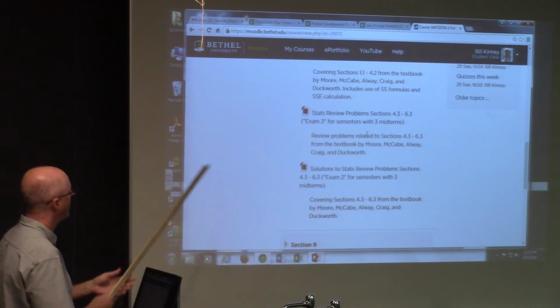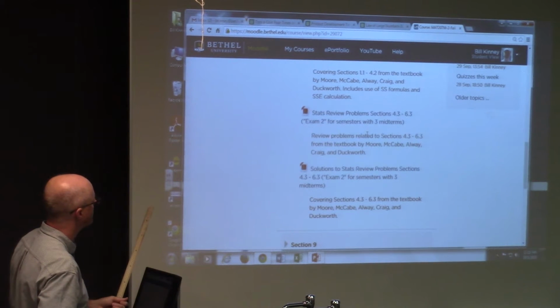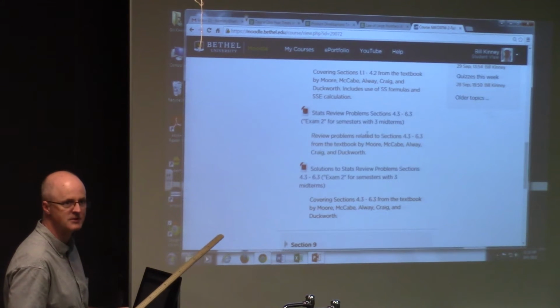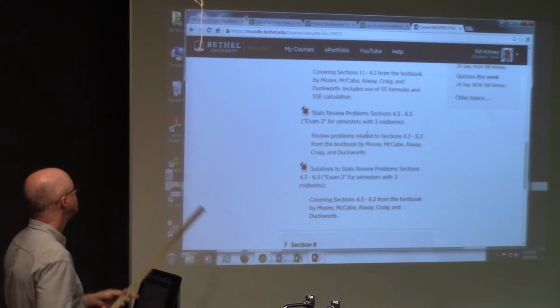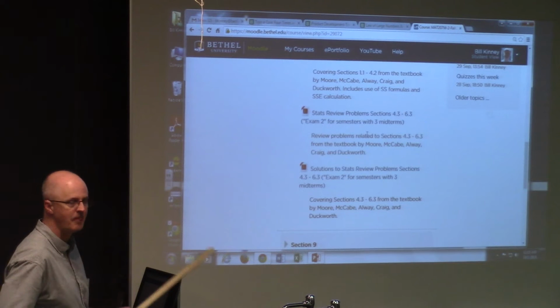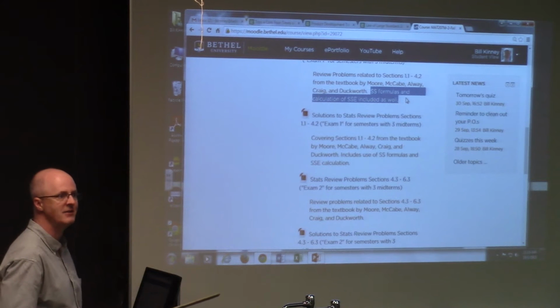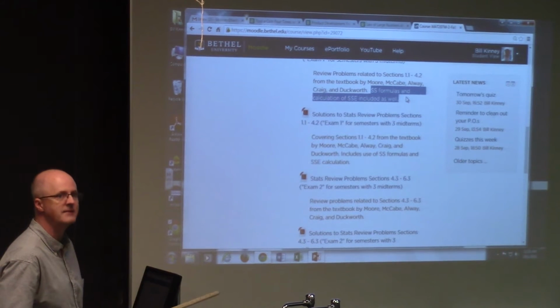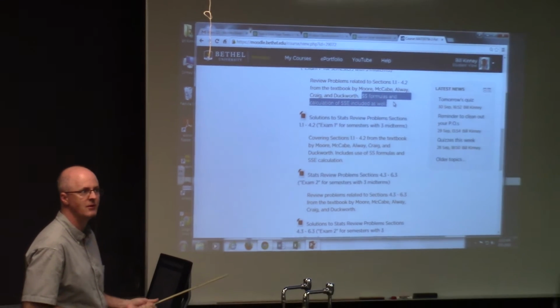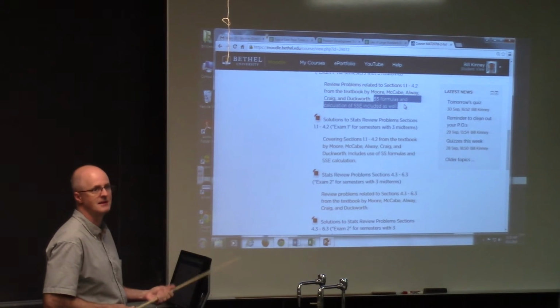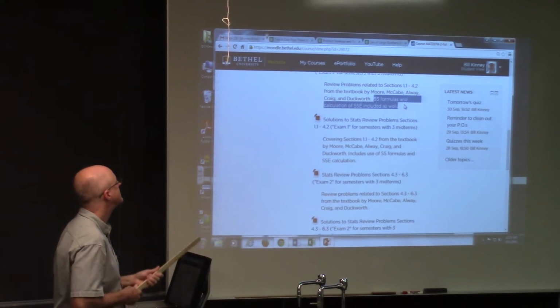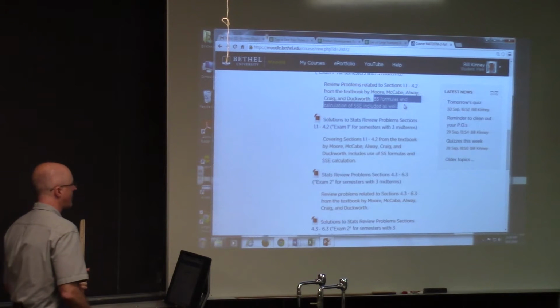And I have another one that's problems from sections 4.3 through 6.3. Again, just focus on the chapter 4 ones for us, and solutions for those. I do include stuff that's not in the book, SS formulas and SSE calculations included. That's something you should know how to do for our test, okay? As well as possibly today's quiz and future quizzes.